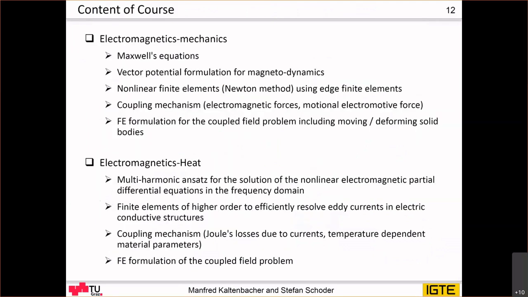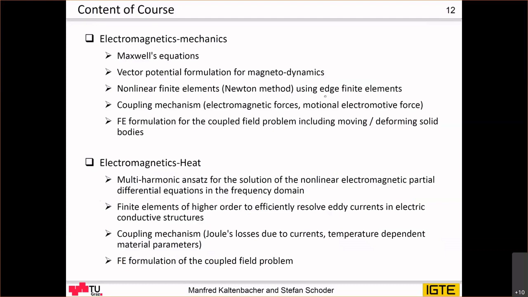So what's the content of the course? I start this course with the coupling between the electromagnetic field and the mechanical field. We will have a detailed discussion about Maxwell's equations and then their finite element formulation. We will also have a detailed discussion on how to solve nonlinear partial differential equations with the finite element method, especially using the Newton method. And what makes electromagnetics in 3D even more complicated: you cannot use the standard finite elements.